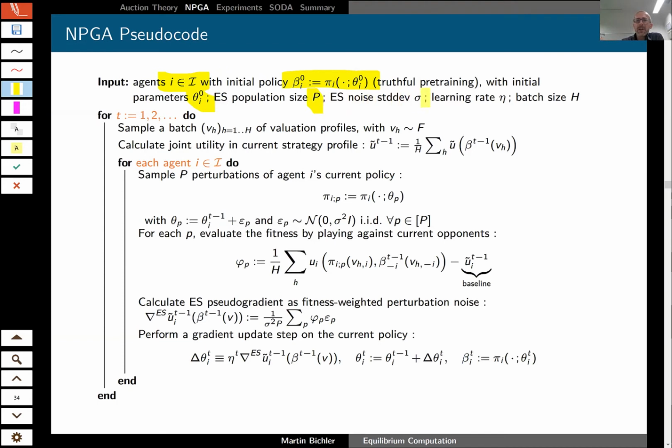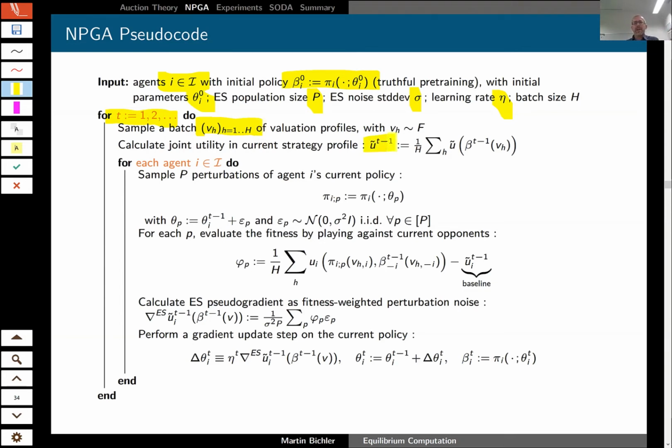We have a number of parameters for the evolutionary strategies: a learning rate eta and a particular batch size. The batch size, I'll get to that in a minute, is very large. It might be 2 to the power of 18, so say 260,000 instances of valuations that we draw. That's the first step in the first iteration. The overall outline is very similar to the short pseudocode I showed you before. We draw a batch of valuations, and then we compute a joint utility, which is the average utility with the current set of weights and biases for the neural networks.